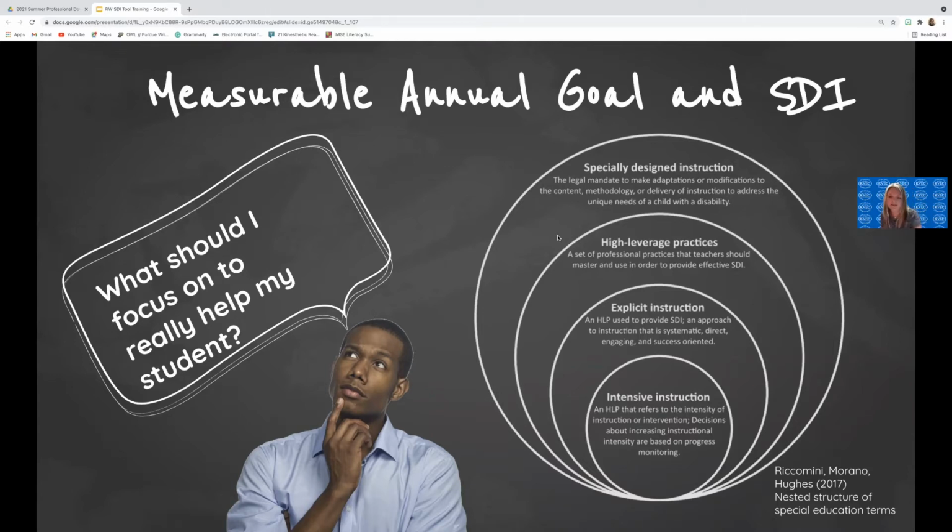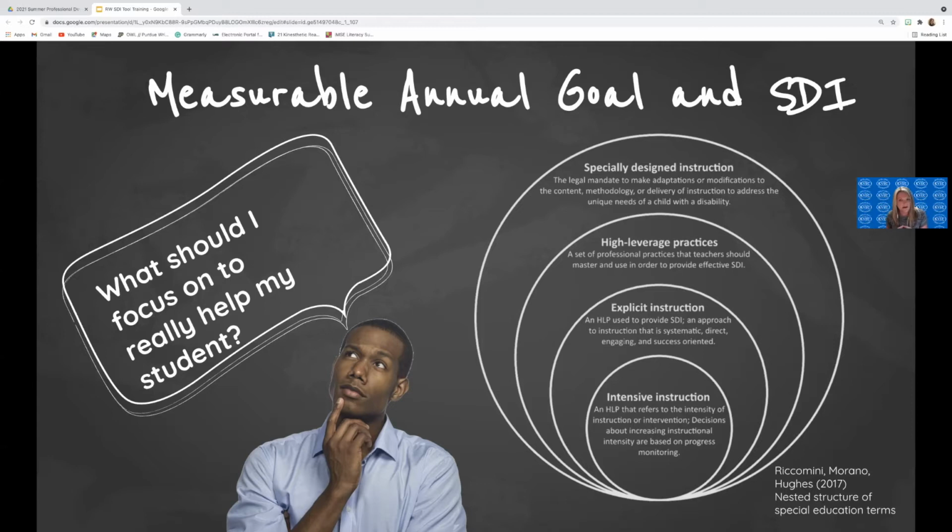So all these things that you see here on the screen, the intensive instruction, the explicit instruction, high leverage practices, SDI, you may or may not have heard some of that terminology, or you may have heard all of them or none of them. There are just a lot of terms that we hear in special education. I'm not going to read the definitions to those. You can see them there. You can just read over them yourself.